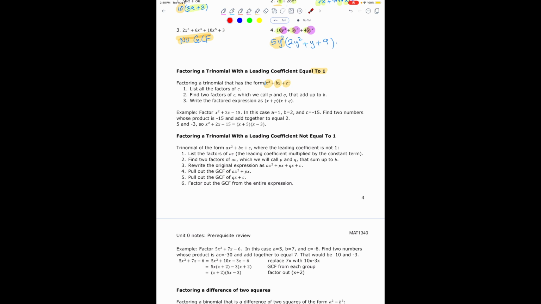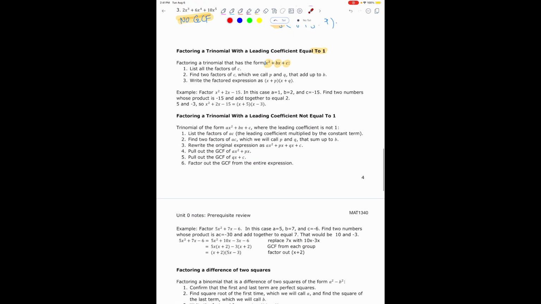Then we're going to find 2 factors of c, which we're going to call p and q, such that they add up to b, the coefficient of the middle term. Then the factored expression is going to be x plus p times x plus q, the p and q that we found from the previous step. So let's take a look here at our first example.